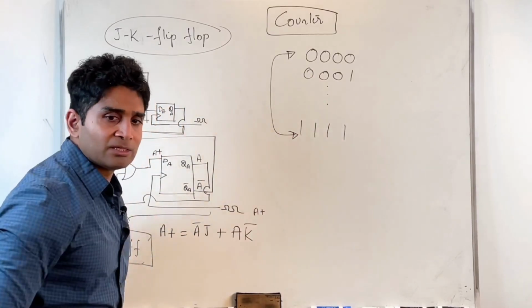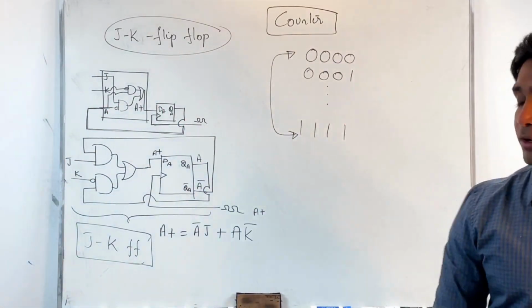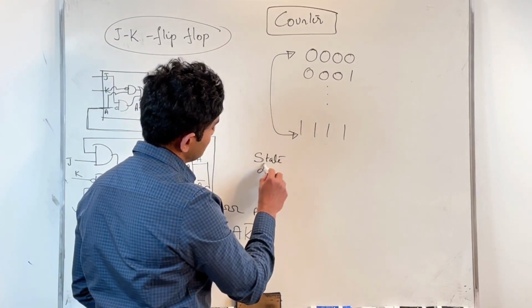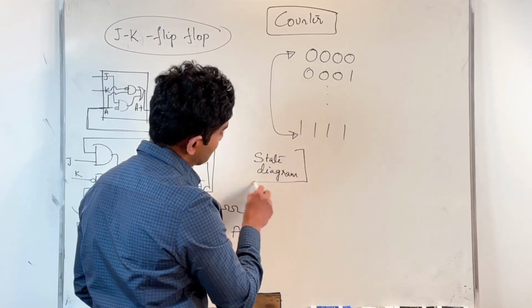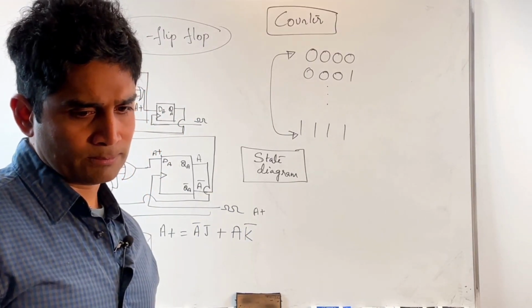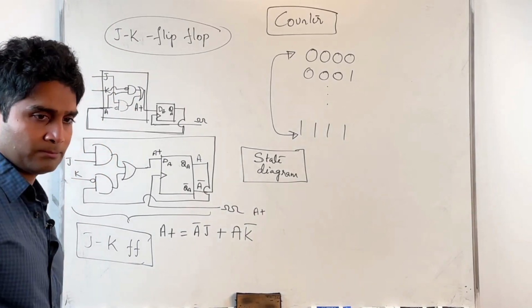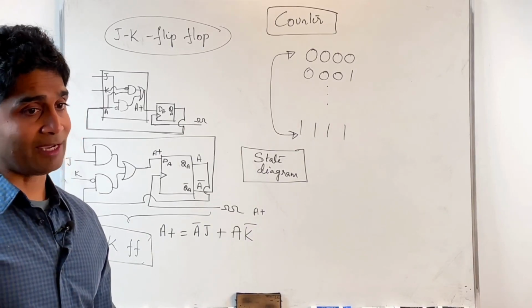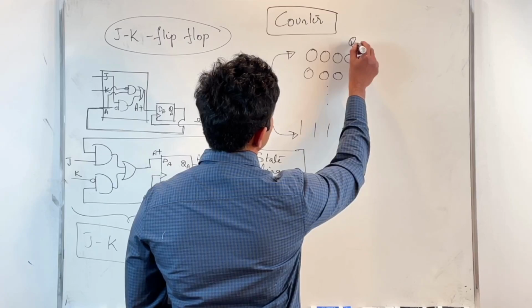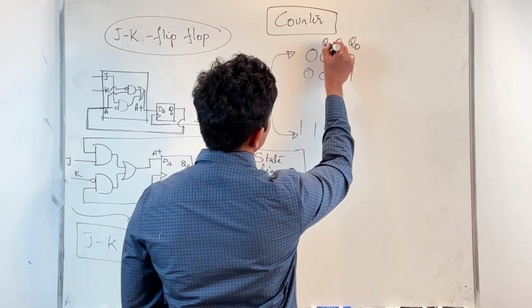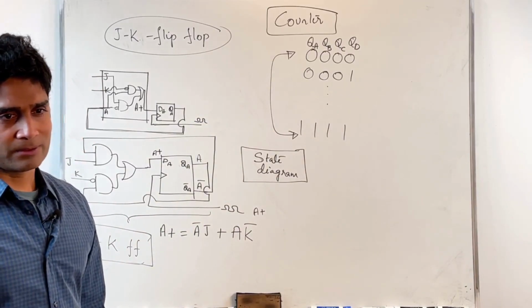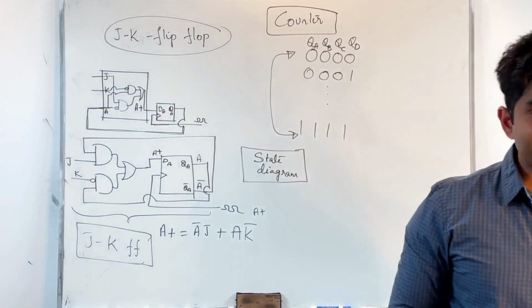If I want to design this using the state diagram approach or the state machine approach, first of all, I need to come up with a state diagram for a counter, right? Any ideas on how to represent a state diagram? What should be the states for the counter? How many states should I have? Let's say these are QD, QC, QB, QA. Now with that hint, how should you represent the states for these?